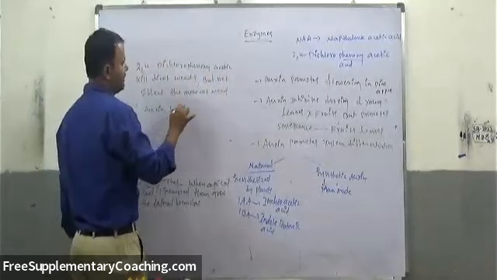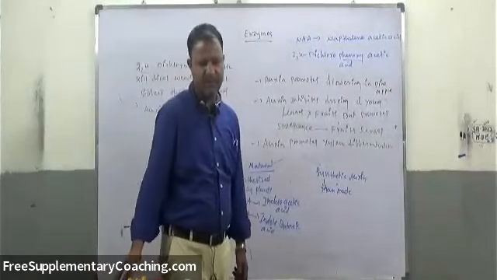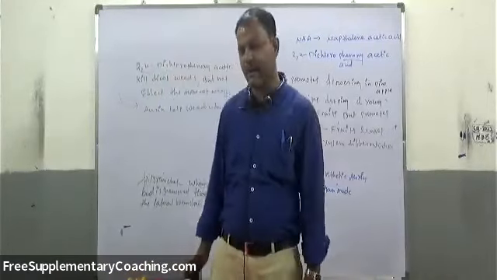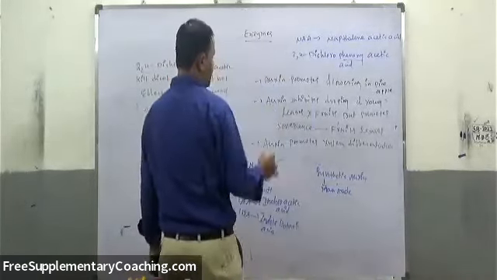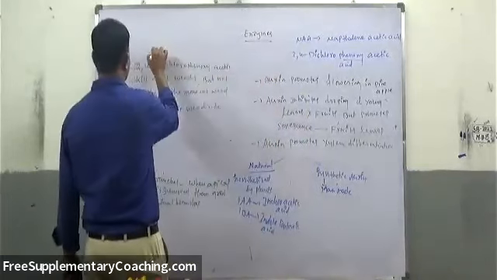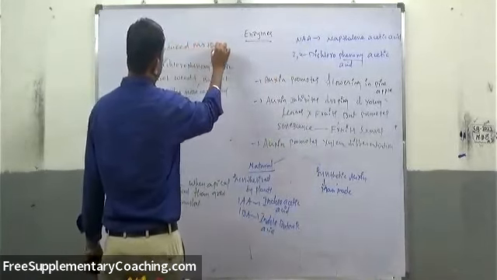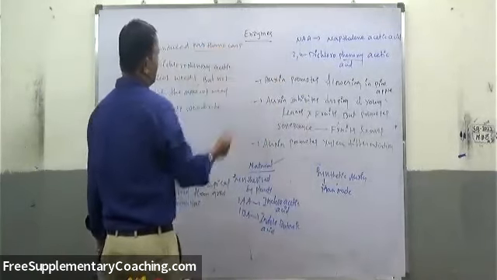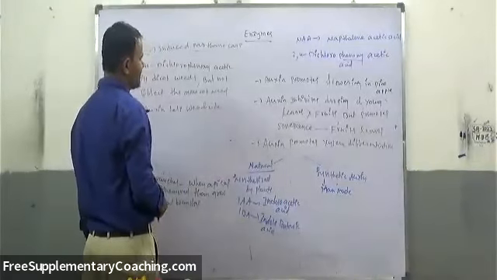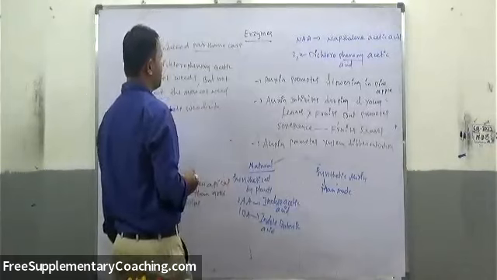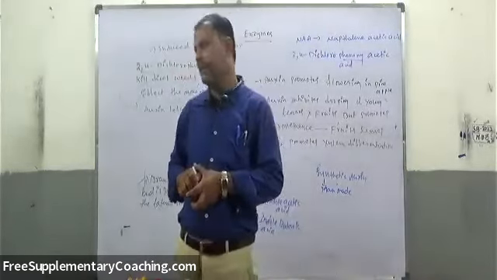So auxin is helpful as a herbicide. These are about auxin. Then it also induces parthenocarpy in tomatoes. What is parthenocarpy? Development of the fruit from the ovary without fertilization is called parthenocarpy. This parthenocarpy is induced by auxin in tomatoes. The next one is gibberellin.